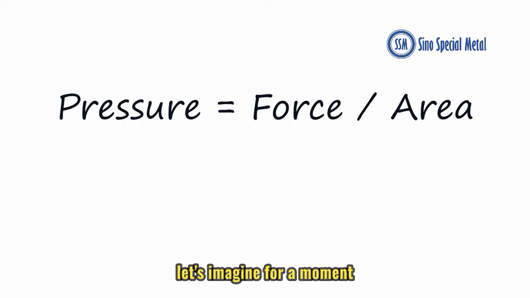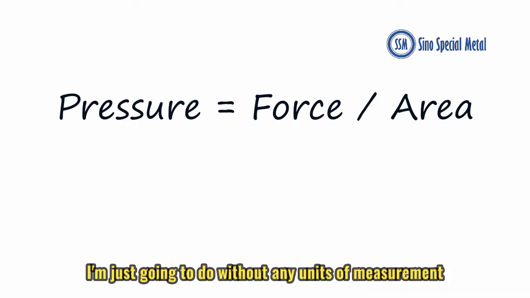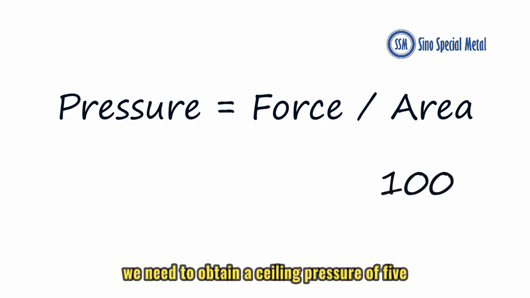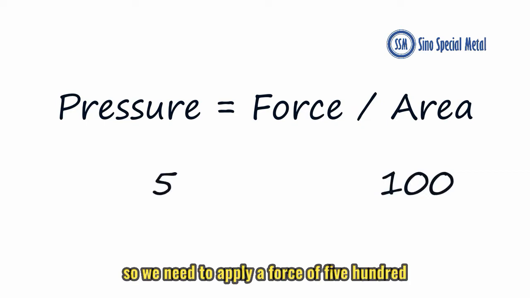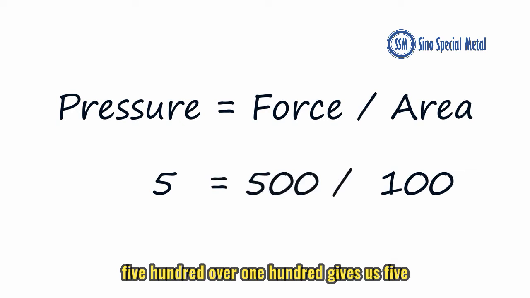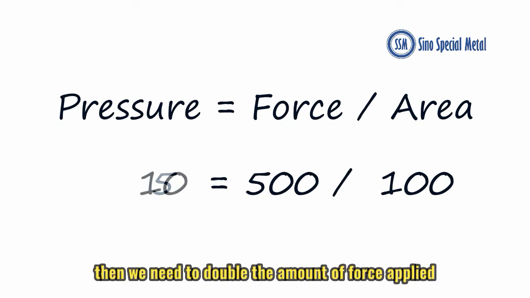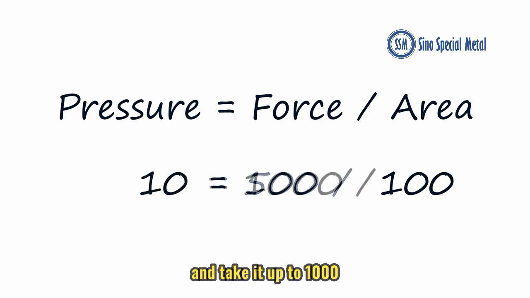Let's imagine for a moment that we have a very large area. I'm just going to do it without any units of measurement, so I'm going to call the area 100. We need to obtain a sealing pressure of 5. So we need to apply a force of 500. 500 over 100 gives us 5. If we want to increase the sealing pressure, maybe to 10, then we need to double the amount of force applied and take it up to 1000.